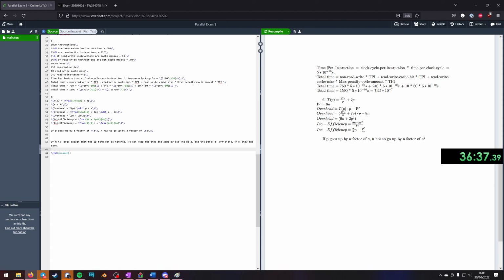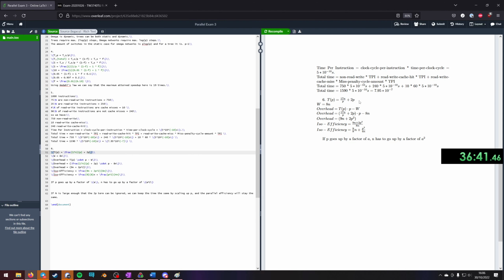Because they say n is much larger than p. So if that's the case, then p is not going to matter in here, right? If we have 12 cores and 17 megabytes of data, then this 2p term is practically 0. So at that point, the parallel efficiency stays the same. That's where this answer is coming from.